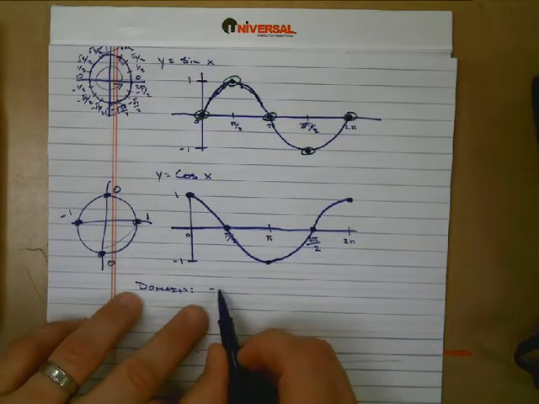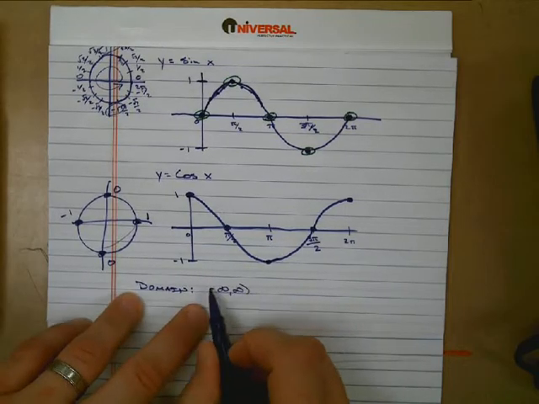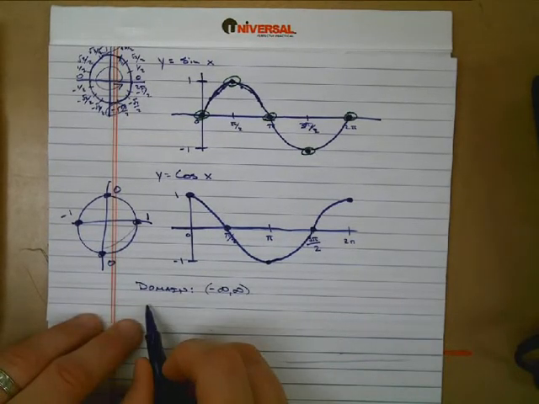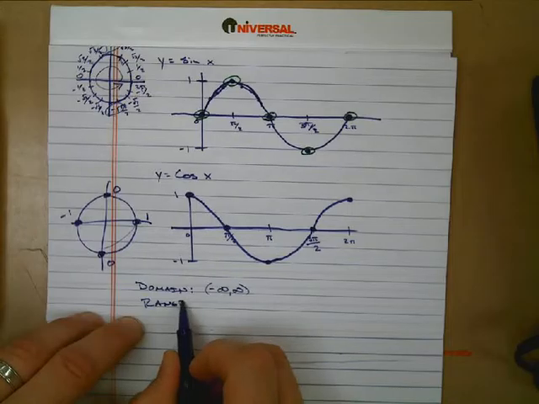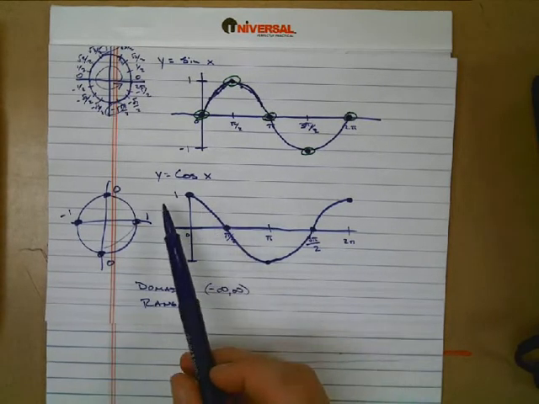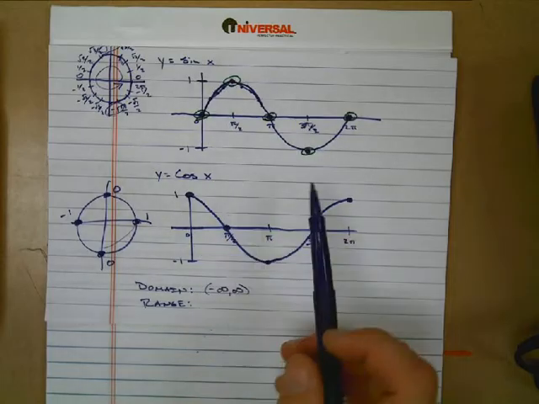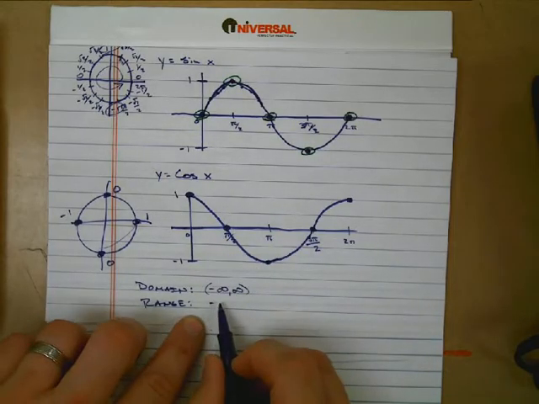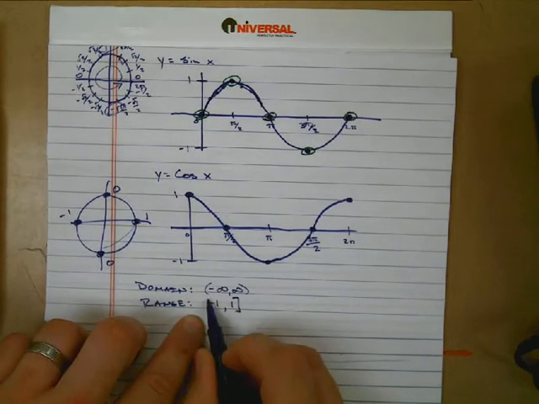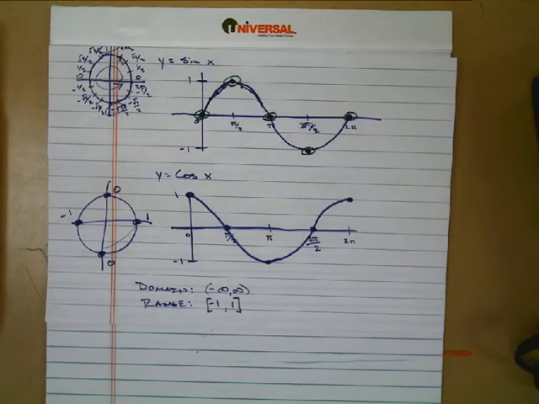Range. Well, we can see on the graphs the highest values, the maximums are at 1, the minimums are at negative 1 on each. All the values in between are spoken for. So the range of both of these functions is negative 1 to 1. Minimum of negative 1 and a maximum of 1.